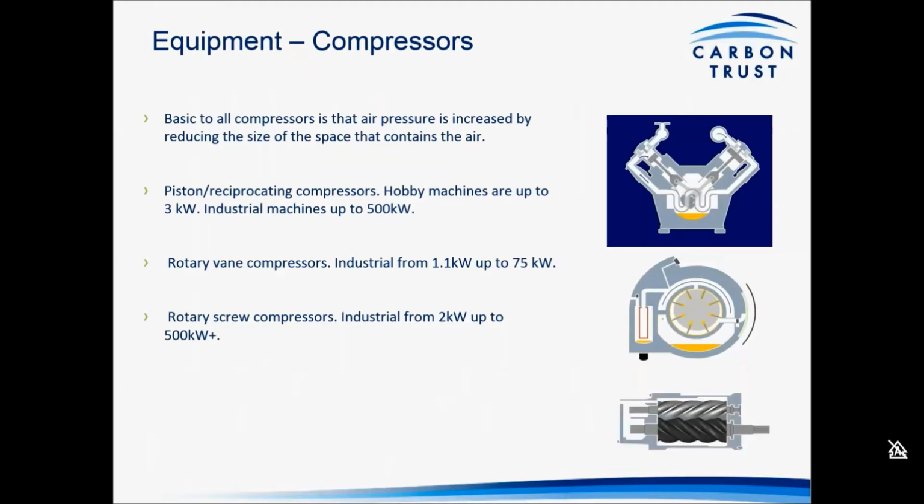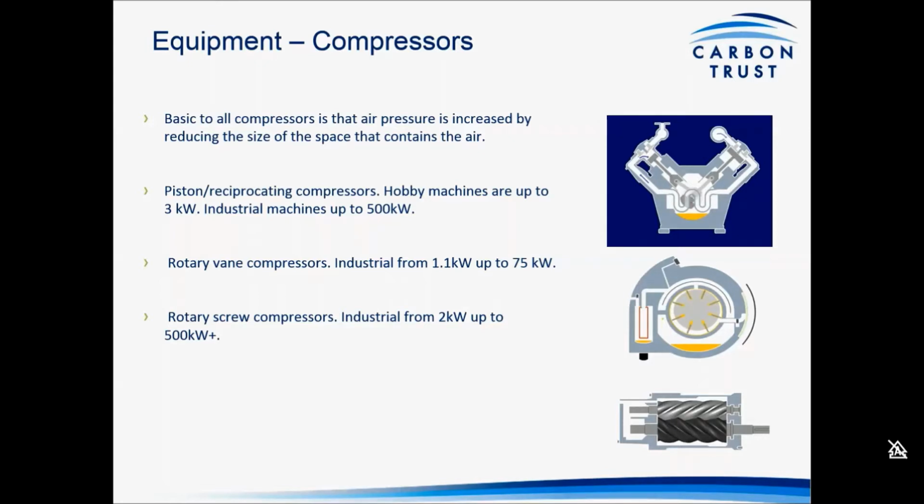There are a wide variety of compressors available. To be simple, we've represented three here of the most common that you would find. Typically, they would operate across a range of capacities. You've got the piston and the reciprocating ones. Those have a wide range of use, from your hobby machine right up to the largest of the industrial machines that we would come across. You've got the rotary vane, again ranging from the very small up to a maximum of about 75 kilowatts, which is still quite a big machine.